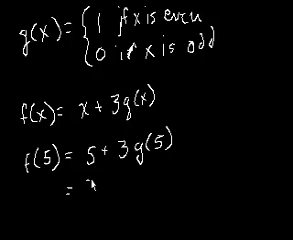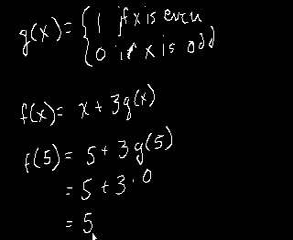So f of 5 is equal to 5 plus 3 times g of 5. Well, what does that equal? The 5 stays the same, plus 3 times, well, what's g of 5? If we put 5 here, if 5 is even, we do 1. If 5 is odd, we do 0. Well, 5 is odd, so it's a 0. So g of 5 is equal to 0. So this is 3 times 0. So this equals just 5, right? Because 3 times 0 is 0.